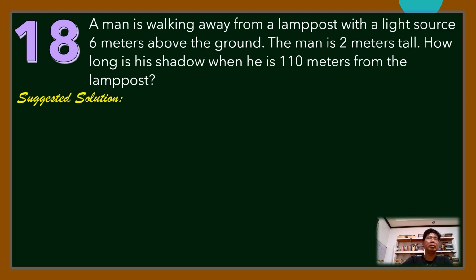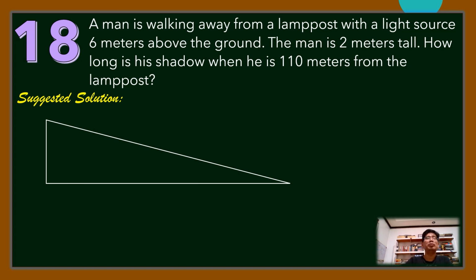For our suggested solution, let us draw a representation of the problem which forms a right triangle, where the height of this right triangle is the lamppost, where the light source is 6 meters from the ground. Let us have the base of the right triangle as the ground. And then we have a man standing 110 meters away from the lamppost. And the man is 2 meters in height, so this is equal to 2. The distance between the lamppost and the man is 110 meters. Let x be the shadow cast by the man.